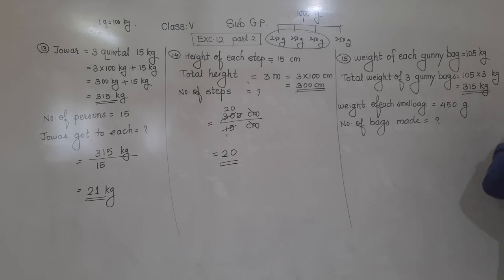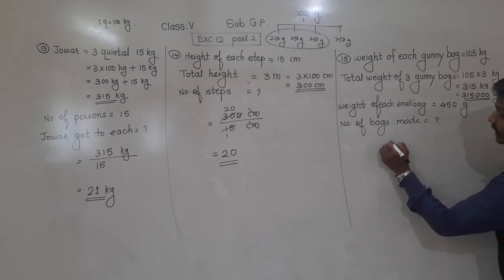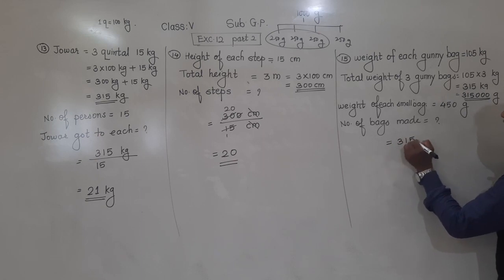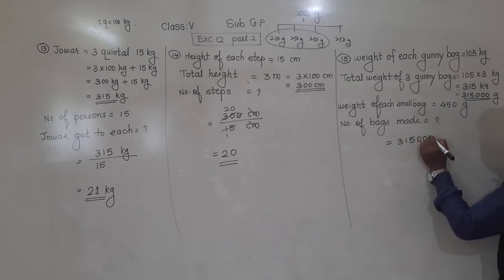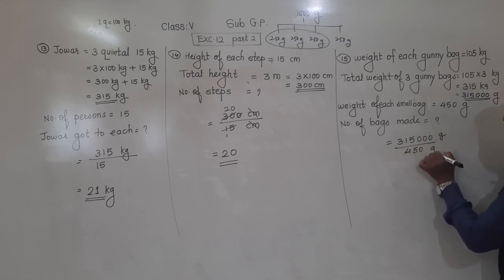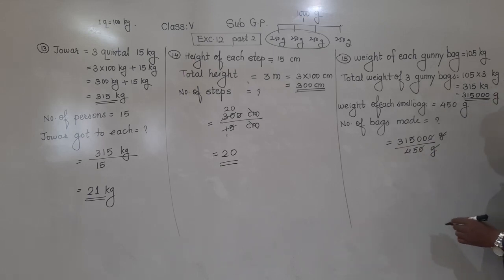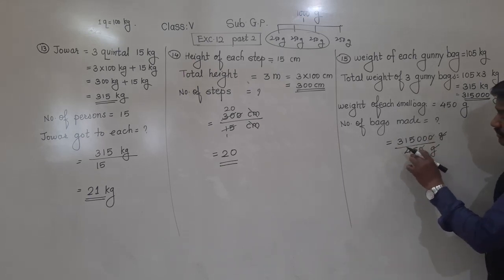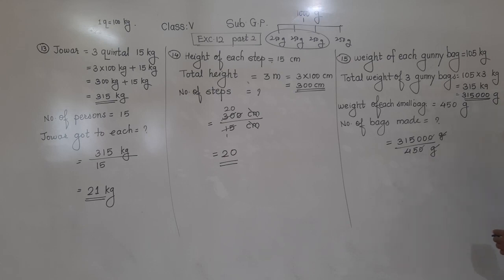So 1 kg means 1000 grams. So 315 kg means 315 and 3 zeros gram. Okay, it's easy. So to find the number of bags, we need to divide 3,15,000 gram by 450 gram. Okay, the gram cancels, the last 0 cancels. 31,500 divided by 45. Now how to divide this?